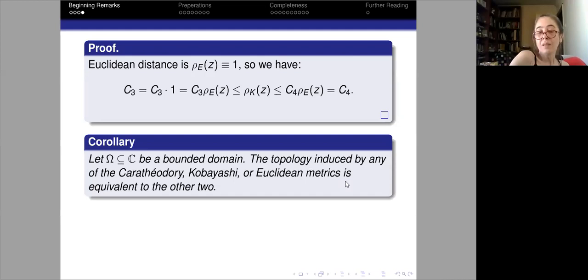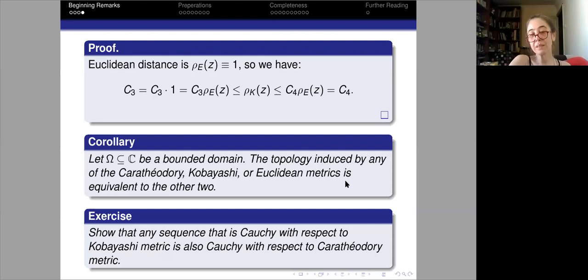Now, as a corollary, this is an immediate corollary, of course: the topology induced by any of the Carathéodory, Kobayashi, or Euclidean metrics is equivalent to the other two when your domain is a bounded domain. As an exercise, you can show that any sequence that is Cauchy with respect to the Kobayashi metric is also Cauchy with respect to the Carathéodory metric.